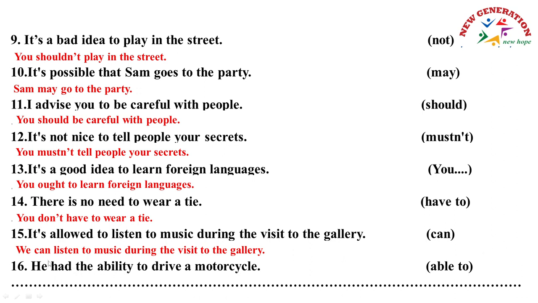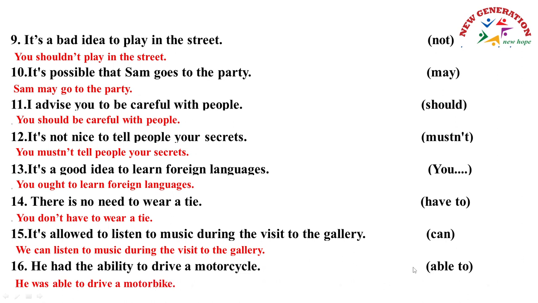Had the ability, so that shows past ability. Before, able to, use the verb to be in the past form. So he was able to drive a motorbike.